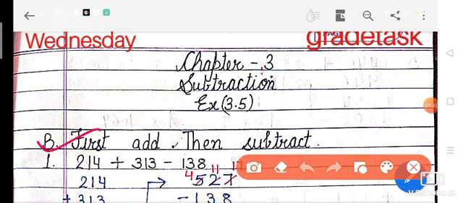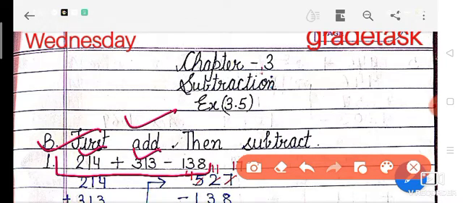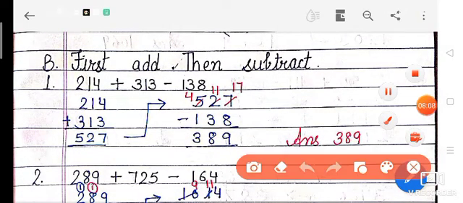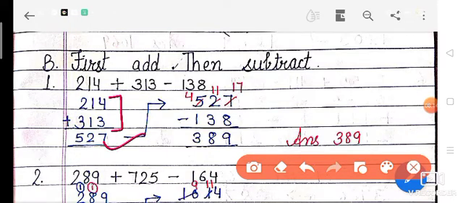See, first question is first add, then subtract. So the question is, now question C, 214 plus 313 minus 138. You can see first add means you have to add the numbers given firstly. This and this are with addition, in between the plus sign is there, so these are positive numbers. So we have to add these both firstly. So do it. 4 plus 3, 7, 1 plus 1, 2, 2 plus 3, 5. 527.